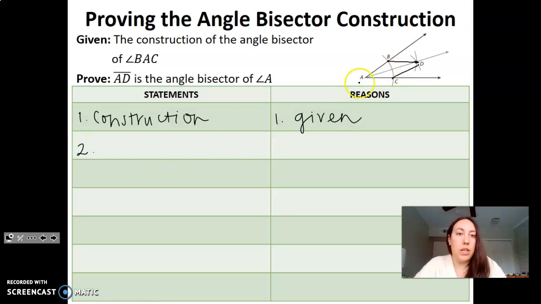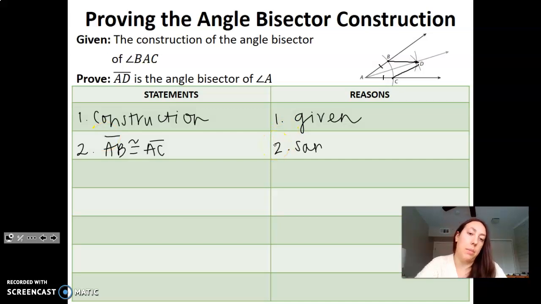So the first thing we know is AB has to be congruent to AC because we used the same compass setting to create those two points B and C. So I know AB is congruent to AC, and my reason is going to be that I used the same compass setting.